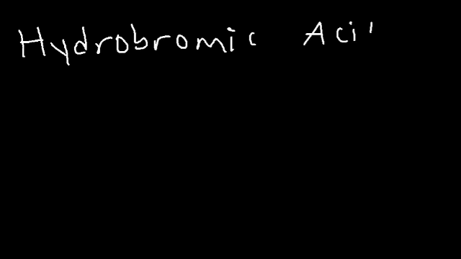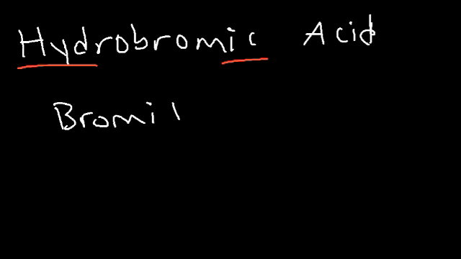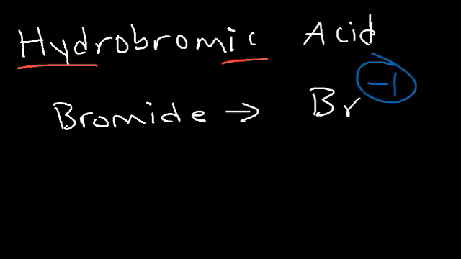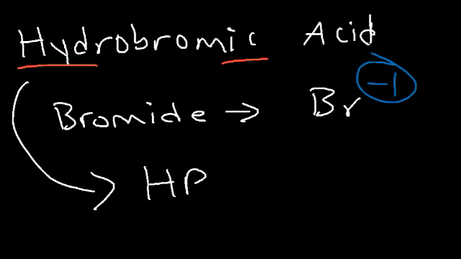Now what about this one? Hydrobromic acid. Because we have the prefix hydro and the suffix ic, it's associated with ide, or bromide. And bromide is a monoatomic ion, which is Br-. Because it has a -1 charge, we only need to add 1 hydrogen to it. So the formula for hydrobromic acid is simply HBr.